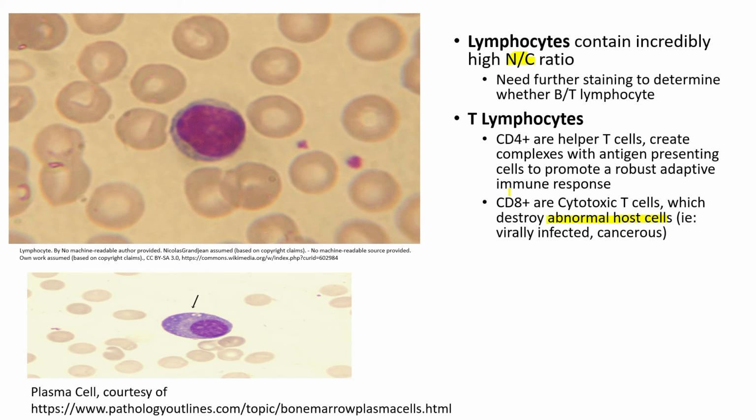So MHC1 and CD8 are going to form a complex, so 1 times 8 is 8, and 2 times 4 is 8. So that's a way to remember what MHC receptor forms a complex with T lymphocytes, and that's known as the rule of 8s.